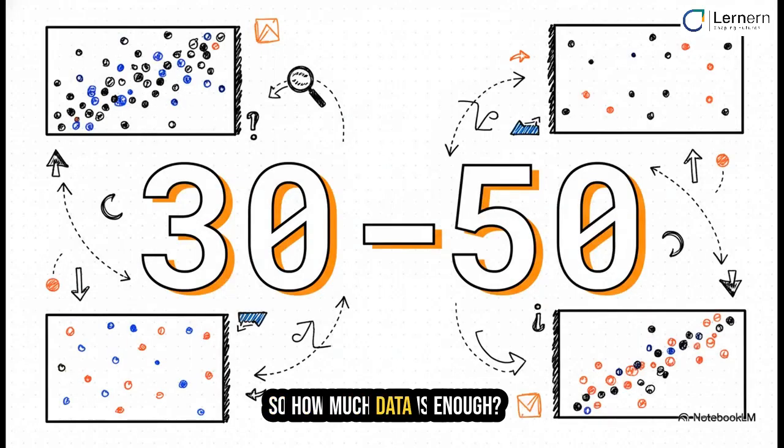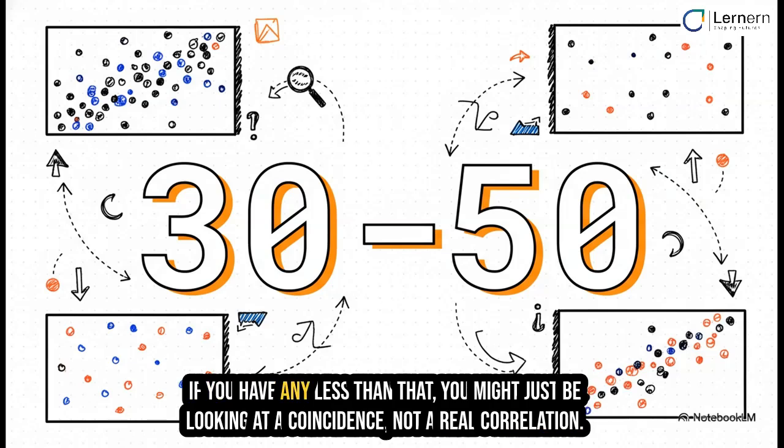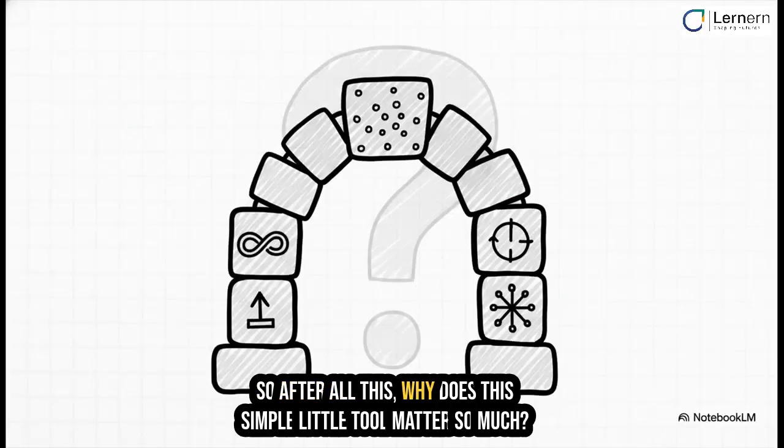So, how much data is enough? Well, a good rule of thumb is that you want at least 30 to 50 data pairs to really see a meaningful, reliable pattern. If you have any less than that, you might just be looking at a coincidence, not a real correlation. So, after all this, why does this simple little tool matter so much?